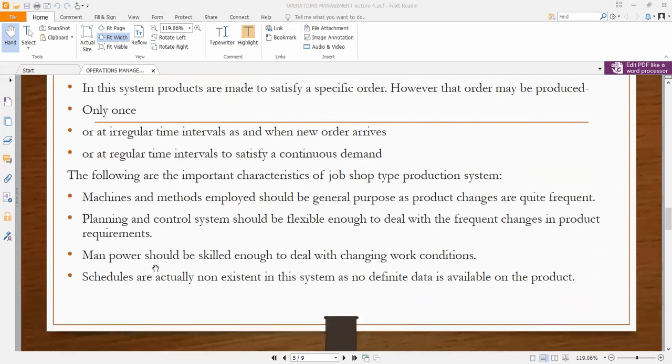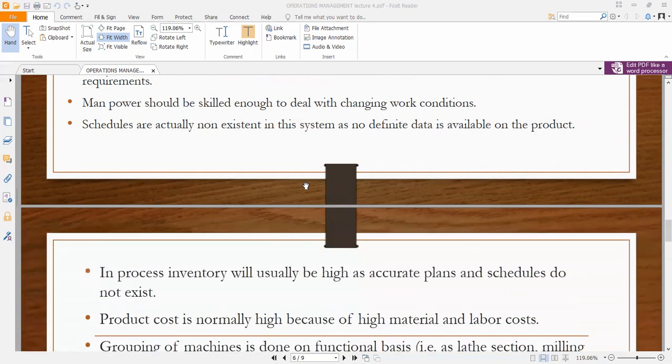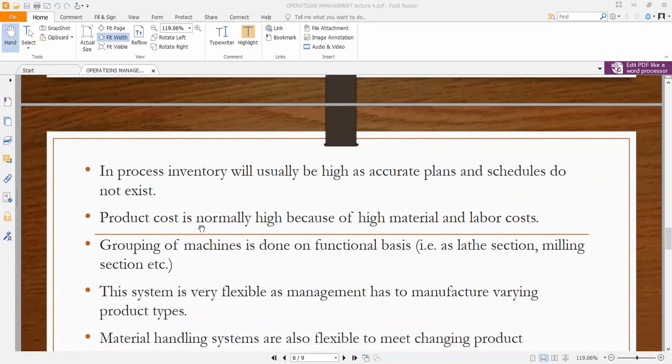Okay, manpower should be skilled enough to deal with the changing work conditions. Schedules are actually non-existent in this system, as no definite data is available on the product. Here, it's not that we've been producing this. We are just producing because a demand has risen. Now, in-process inventory will usually be high as accurate plans and schedules do not exist. Now, product cost is normally high because of high material and labor costs.